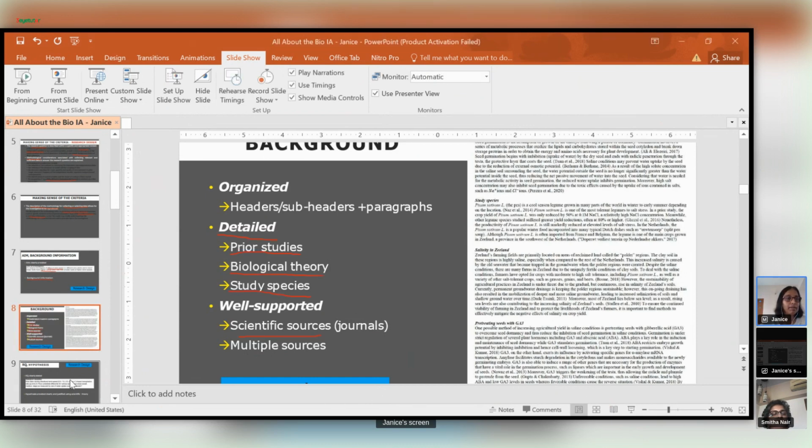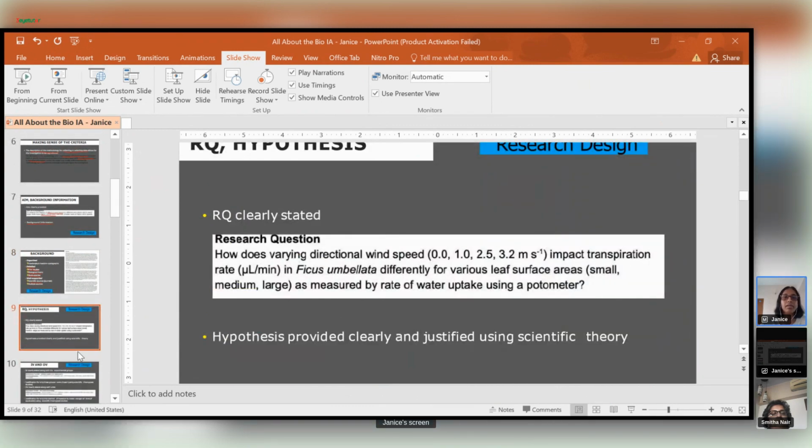Now coming to the next one. This is the research question. Can you see the research question that I have made? Yes. When I am making the research question, I have specifically made wind speed directional, and you can understand the difference between the aim and my research question. I mentioned it very clearly: it is impacting the transpirational rate, how I am going to measure it, and in which plant.